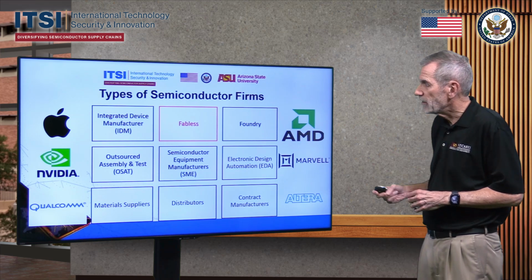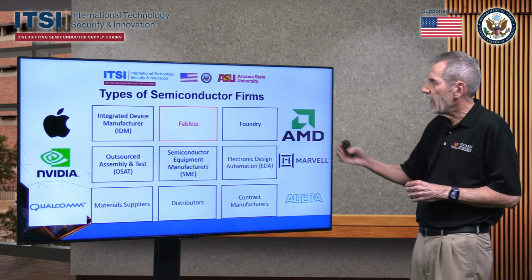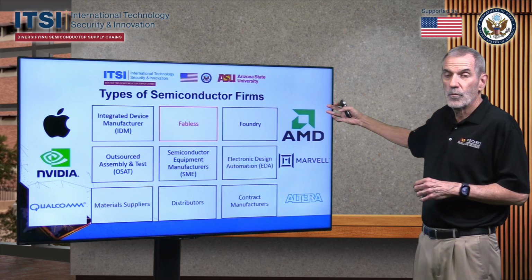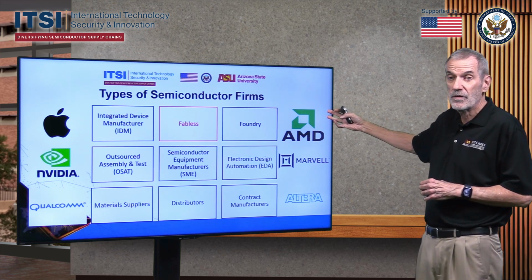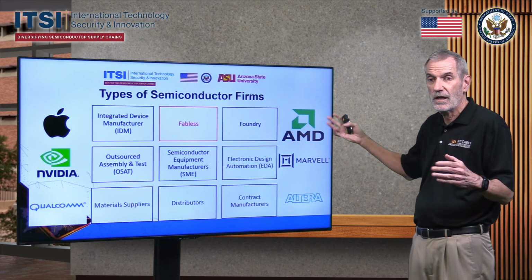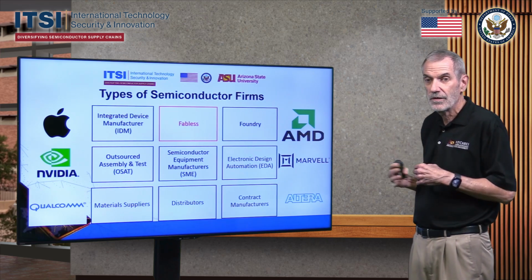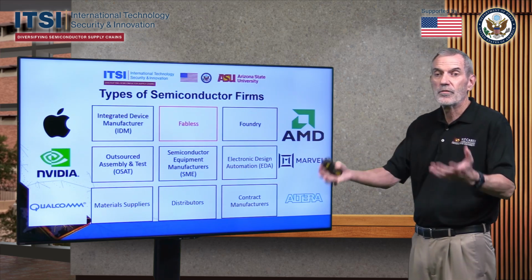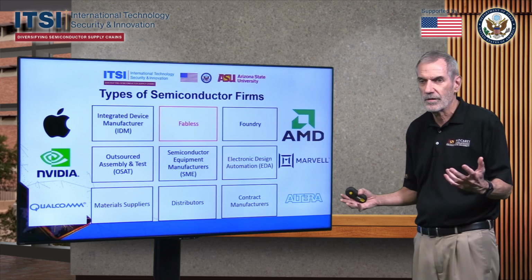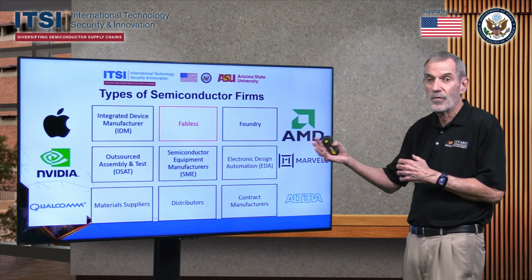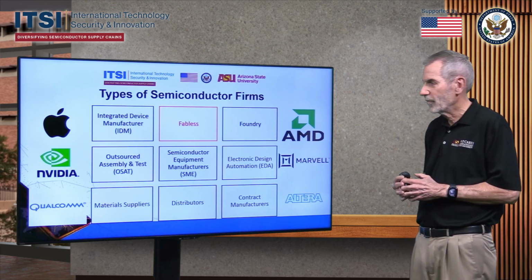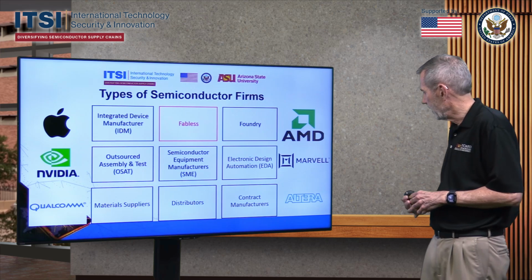Some of the fabless companies that you might recognize: Apple, NVIDIA, Qualcomm, and AMD, who at one time was an integrated device manufacturer but split their company into two companies, one being AMD, which now does the design of chips, and Global Foundries, who did the manufacturing. Now Global Foundries does work for lots of different companies, and AMD has some of their work done by other foundries. Originally the two were one company. Marvell and Altera are also fabless.